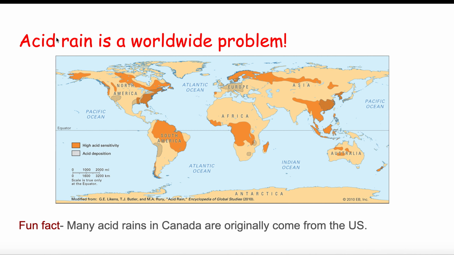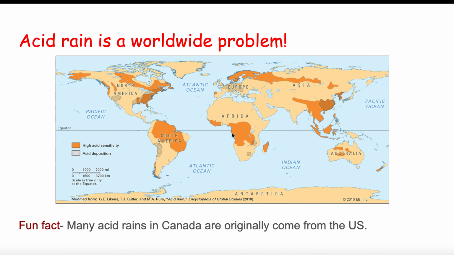Acid rain is an increasingly serious problem around the world. You can find acid rain in a lot of countries around the world, especially countries in East Asia, Europe, North America, as well as some countries in South America and Africa.